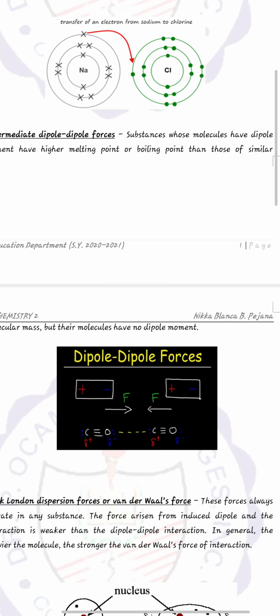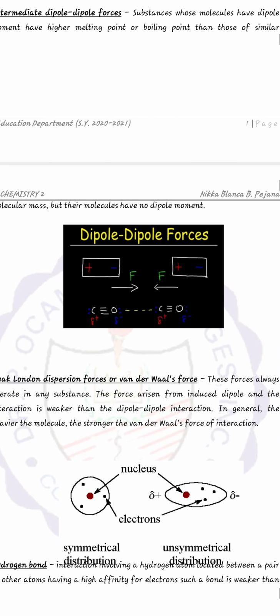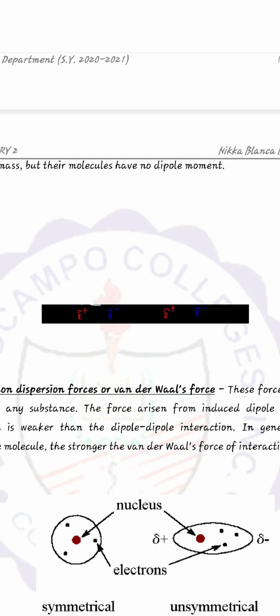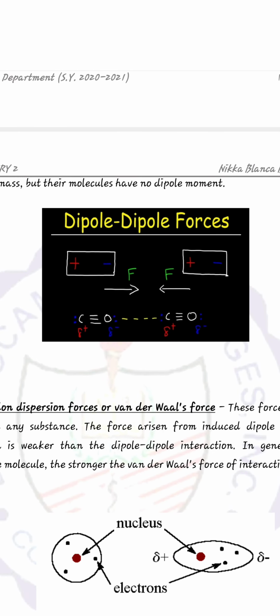Okay, let's discuss it further using this illustration. As you can see here, we have positive and negative charges. In dipole-dipole attraction, it is the attractive force between the positive end of one polar molecule and the negative end of another polar molecule. Please be reminded of that.